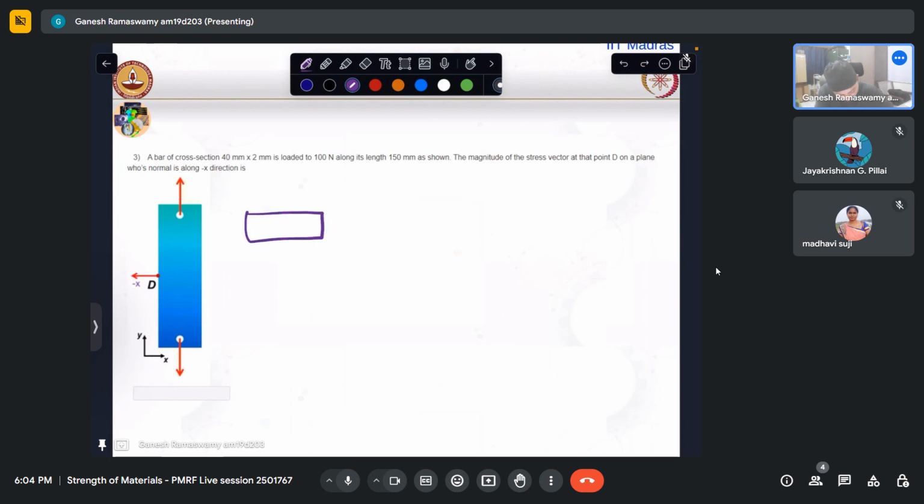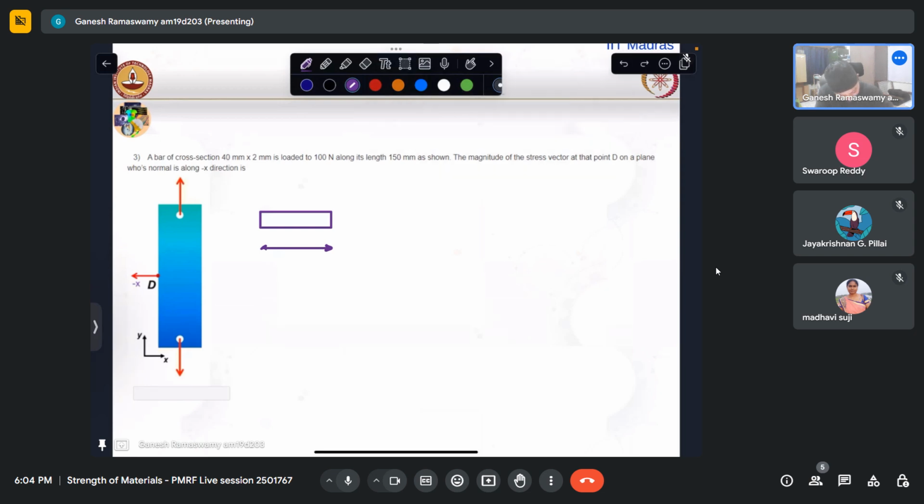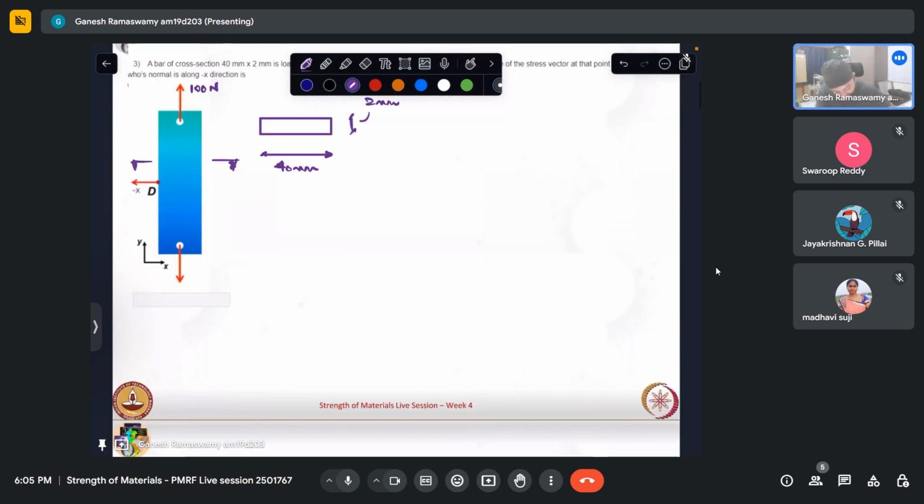So basically we have this as 40 mm. And this is some 2 mm. And this we will see when we cut a section like that and view it. And it is 150 mm long, and it has been loaded with 100 Newton. So this load is 100 Newton on either end.